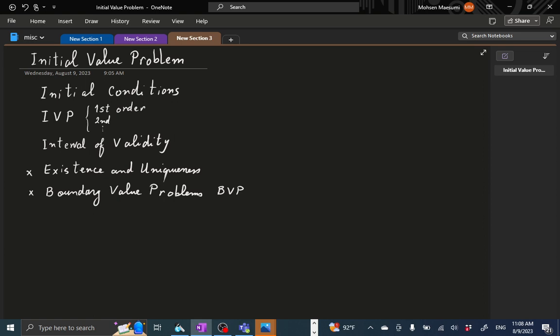Today's topic will be initial value problems. So we are going to talk about initial conditions, various types of initial value problem, and interval of validity. Going to look at several examples related to these. And two advanced topics are going to be postponed. One is existence and uniqueness of solutions, and the other one is boundary value problems, or BVPs.